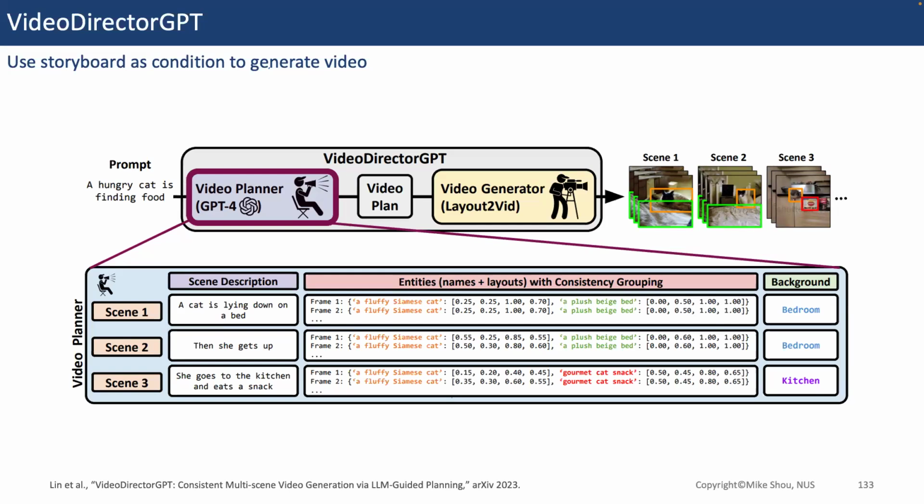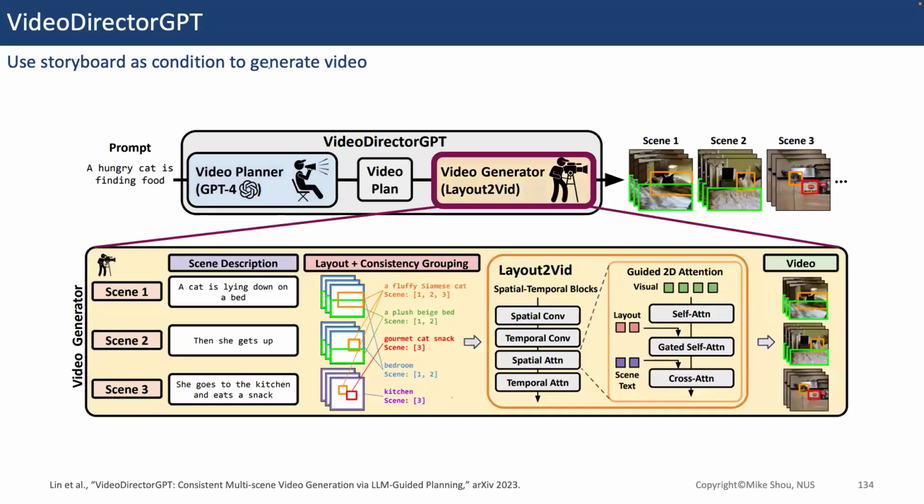Within each scene, there is a scene description text and a sequence of frames. For each frame, the LLM is used to generate the objects and their corresponding coordinate locations. This process creates a detailed storyboard that guides the generation of video. So given the storyboard, we can use layout-to-image generative models to create the actual video.